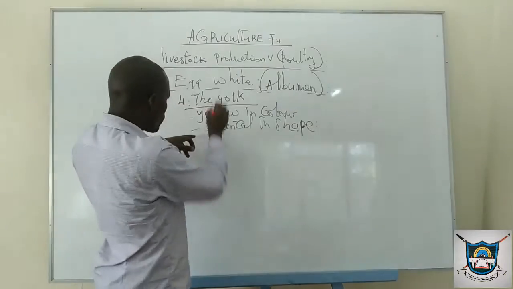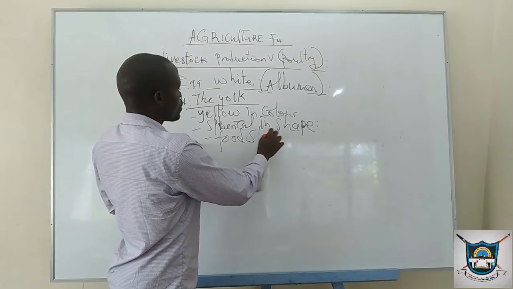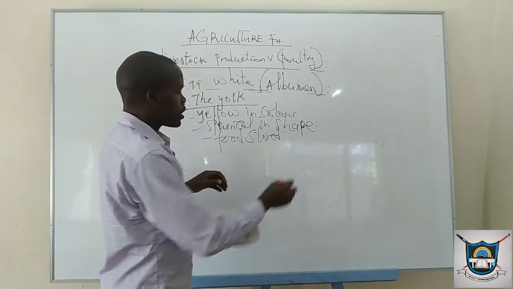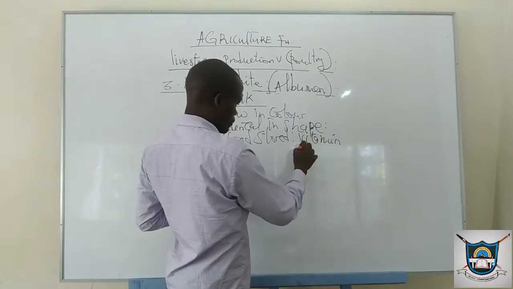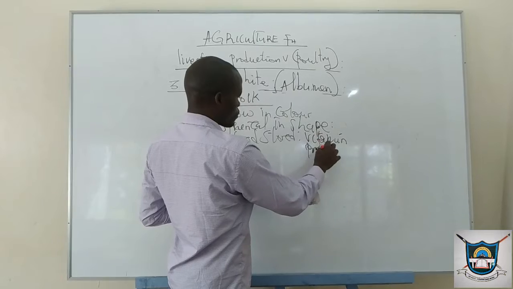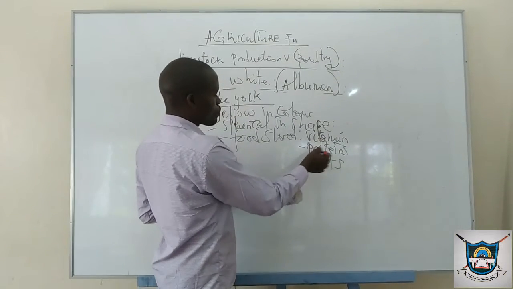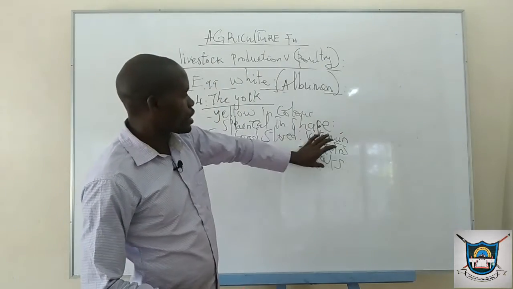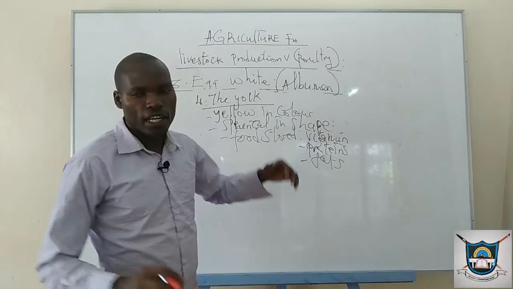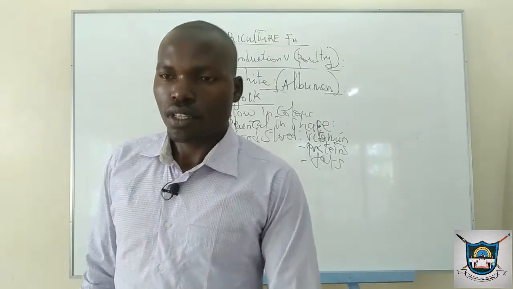We are saying within the yolk, the food which is being stored here includes, for instance, the vitamins, proteins, and fats, among others. These are some of the food reserves which are being stored within the yolk, and all of this is for the necessity of the chick.